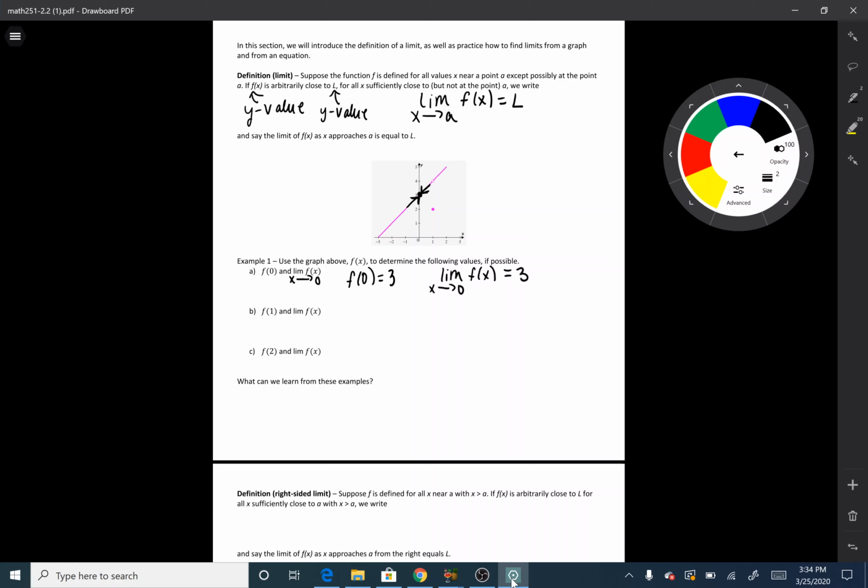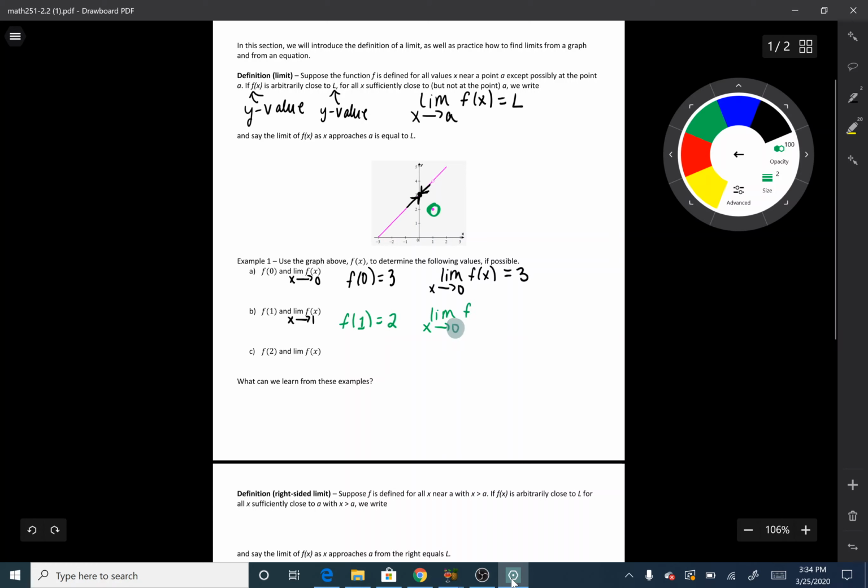In part B, we want to determine f of 1 and the limit as x approaches 1 of f of x. So if I look at 1, I see that this point right here is telling me that my function is defined at that point, at the x value x equals 1. So f of 1, in this case, is defined at 2 because of that point discontinuity there.